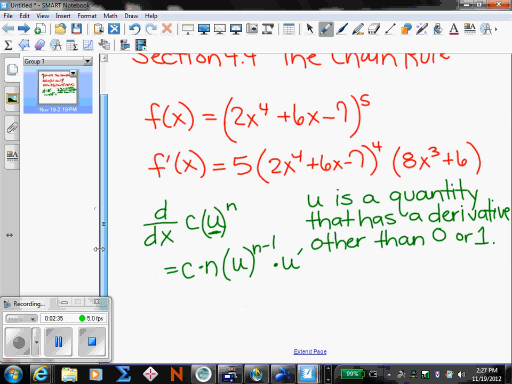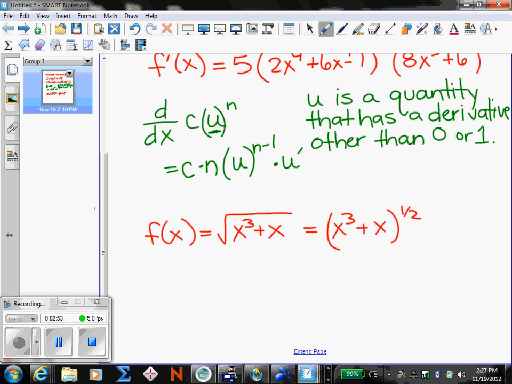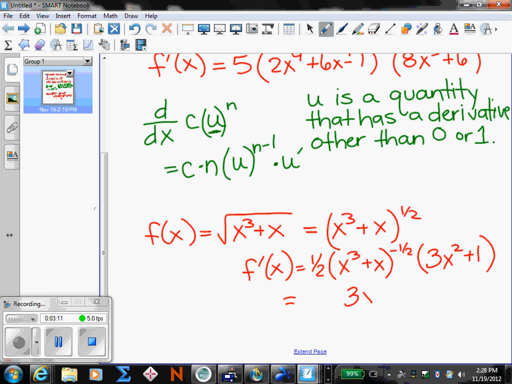So let's look at another example. Square root of x cubed plus x. So written as a quantity raised to a power, it looks like this. The derivative: bring down the exponent, rewrite what's in parentheses, subtract 1 from the exponent, and multiply it by the derivative of what's in the parentheses. If we're going to simplify that answer, it's 3x squared plus 1 over 2 times x cubed plus x to the 1/2, or we could write that as a square root. Okay, so that's our first version of the chain rule.